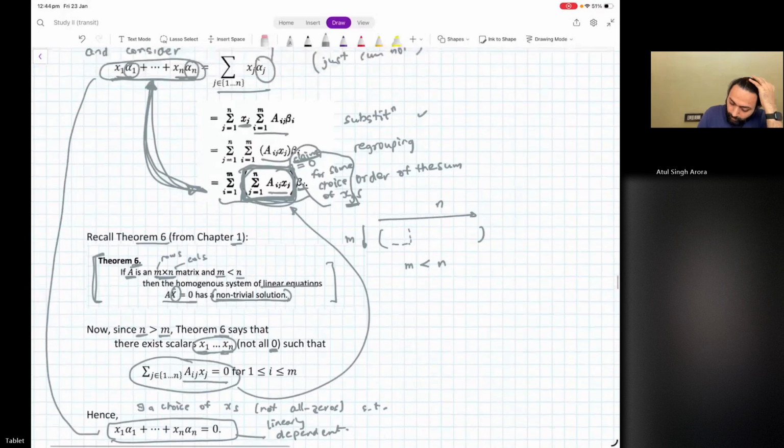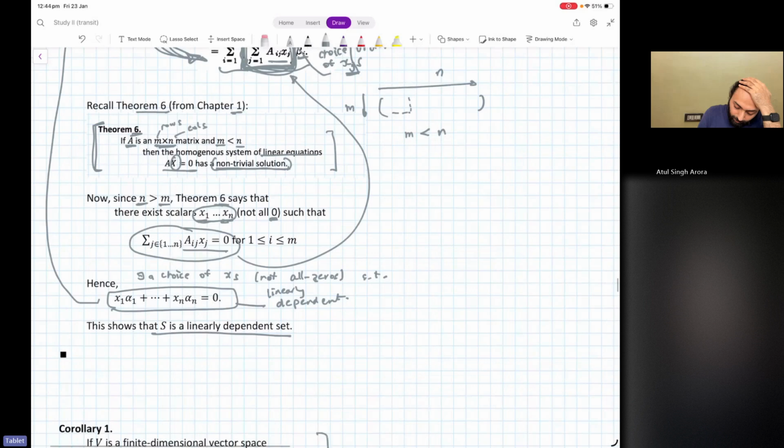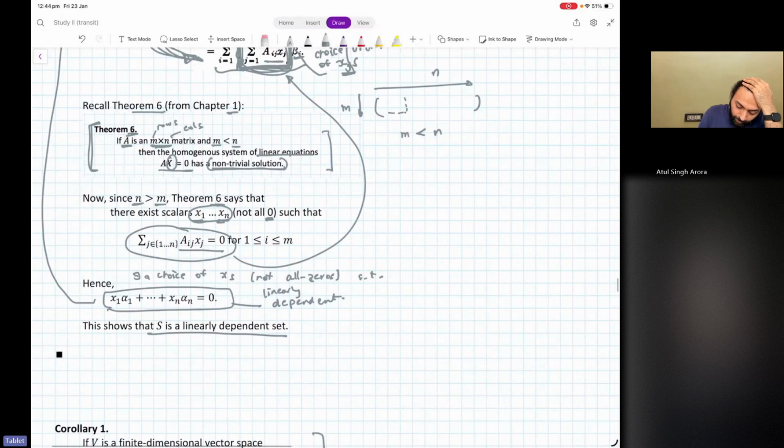Right? And then you already agreed that once we can establish that this is 0, we conclude that the linear combination is going to be 0. And if the linear combination is 0, then we've concluded that the set is linearly dependent. Right?